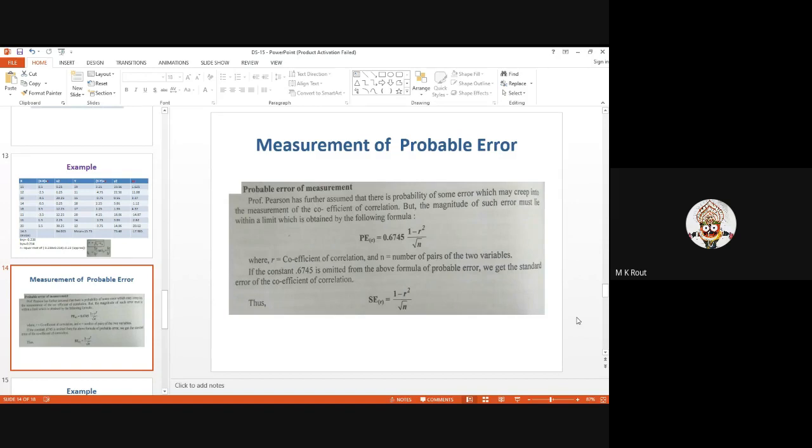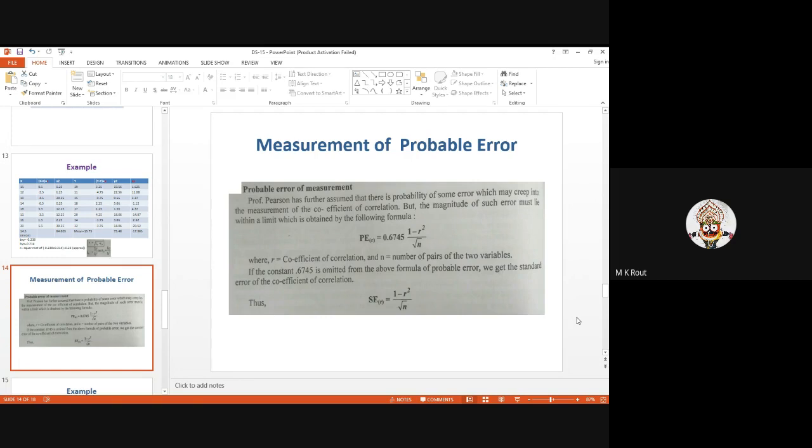So here r stands for the coefficient of correlation and n stands for the number of pairs of the two variables. If the constant 0.6745 is omitted from the above formula, we can calculate the standard error for the coefficient of correlation, which equals 1 minus r square divided by square root of n. Just note down these two formulas.